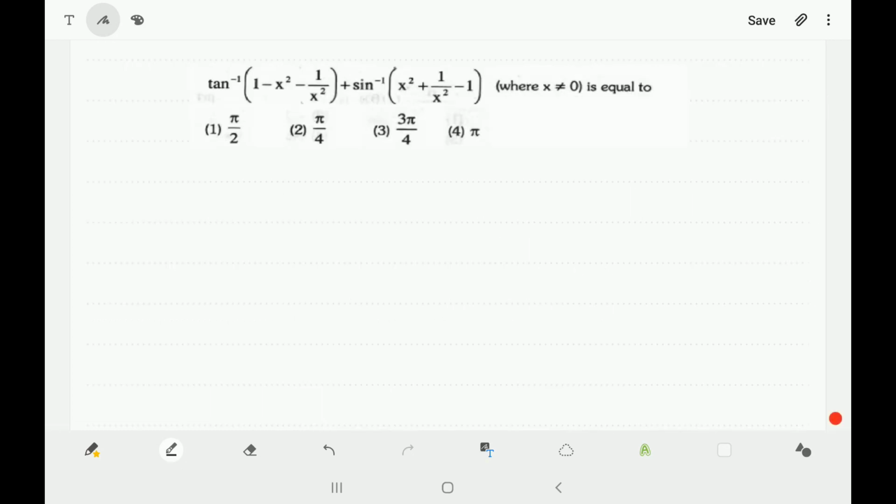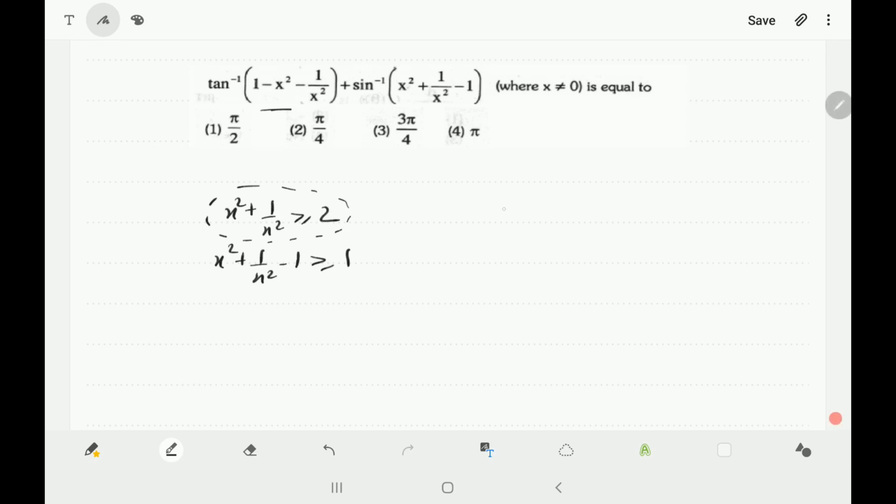In this problem, we have to evaluate the value of this expression. Now if you see, x square plus 1 by x square minus 1 and 1 minus x square minus 1 by x square are negative of each other. We also know that x square plus 1 by x square is always greater than or equal to 2. So x square plus 1 by x square minus 1 is always greater than or equal to 1, because if t plus 1 by t is there, the range of t plus 1 by t is minus infinity to minus 2 closed interval if t is negative, and 2 to infinity if t is positive.